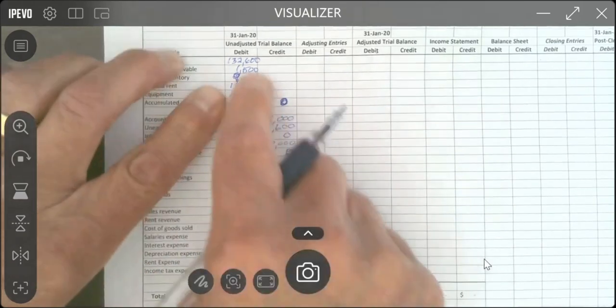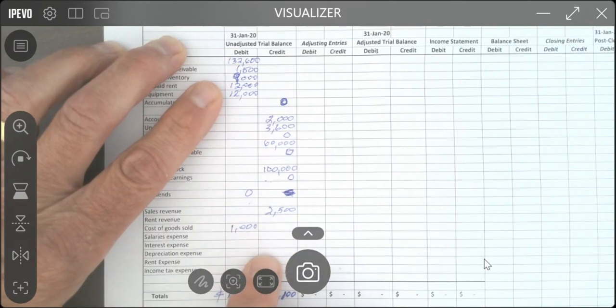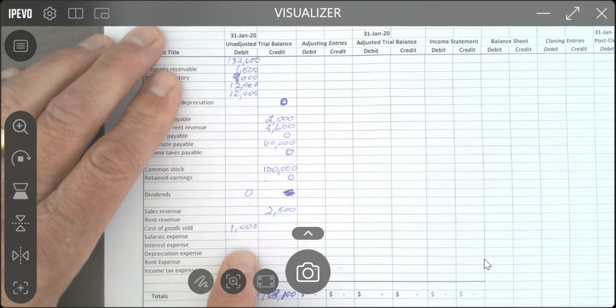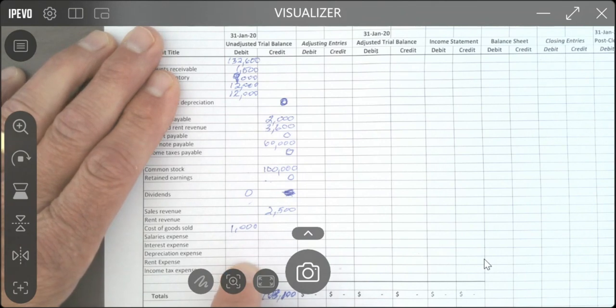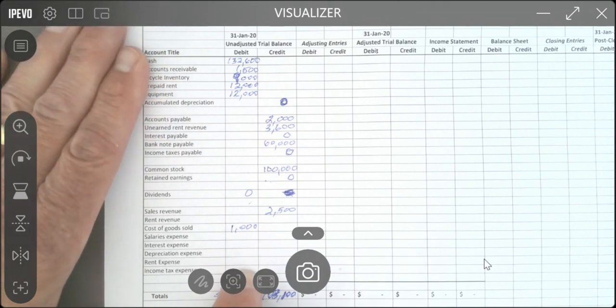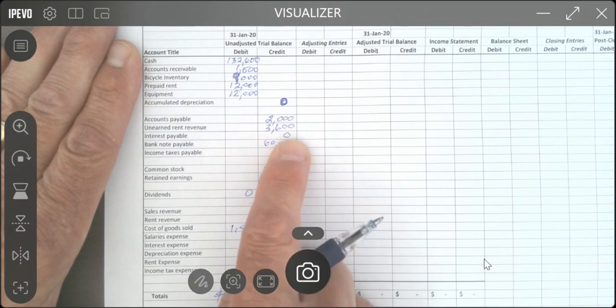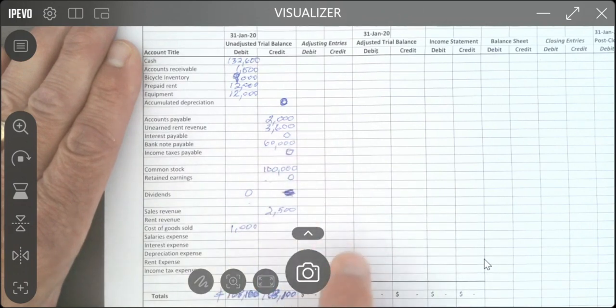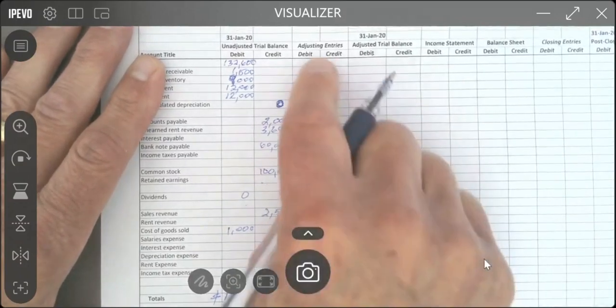Its second purpose is we're going to look at every one of these balances and say, is there a reason why this isn't the correct balance? Might there be a reason that interest expense of 0 is not correct? Depreciation expense of 0? Rent expense of 0? Income tax expense of 0? Might there be a reason that interest payable is not correct? And so on. So we will look at each of the lines and do the adjusting entries in our next video.